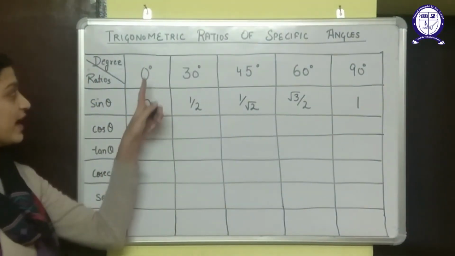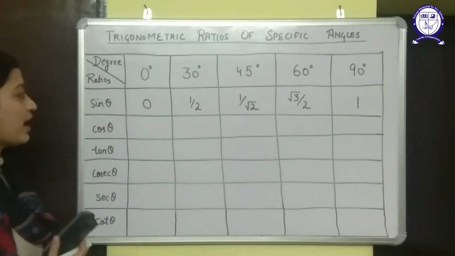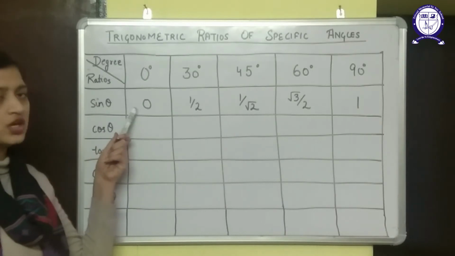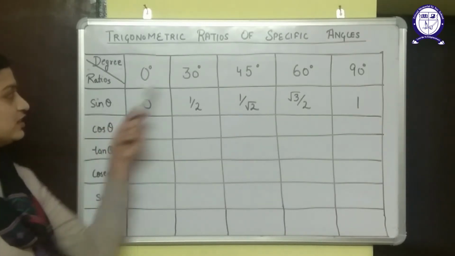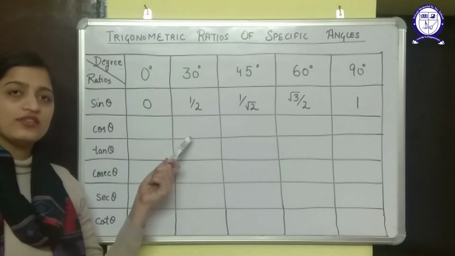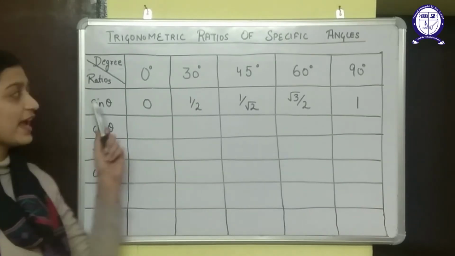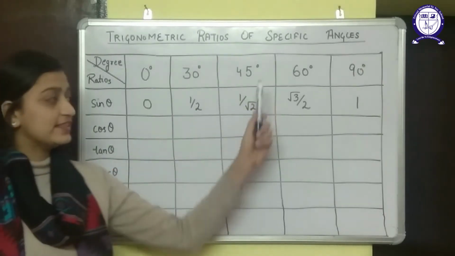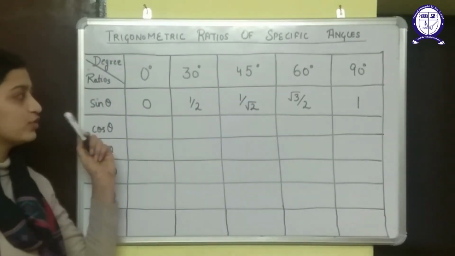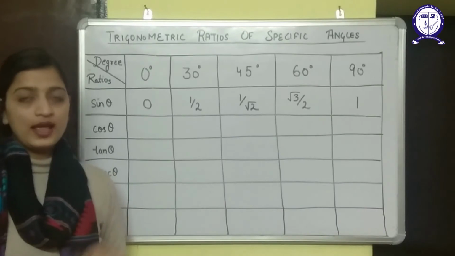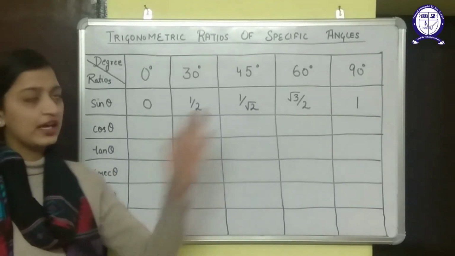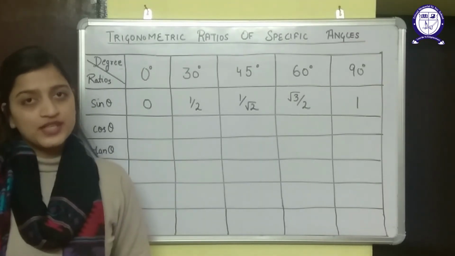This is the table of sin theta. It means that whenever I have sin 0 degrees, I will put the value 0. If I have sin 30 degrees, I will put 1 by 2. Similarly, sin 45 is 1 upon root 2, sin 60 is root 3 upon 2, and sin 90 is 1. After that, all the 5 other ratios can be derived with the help of the table of sin theta.